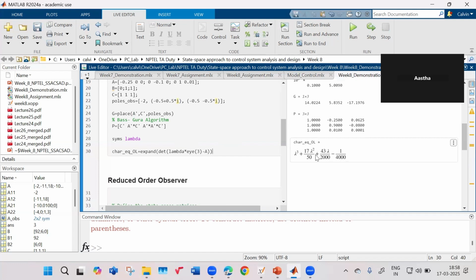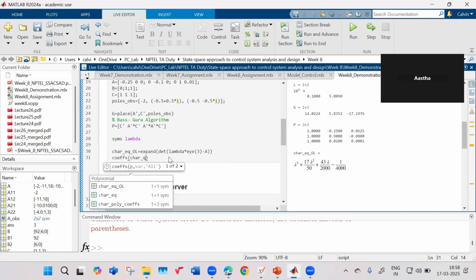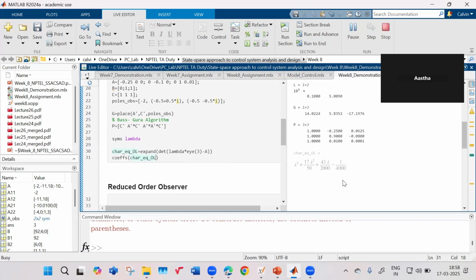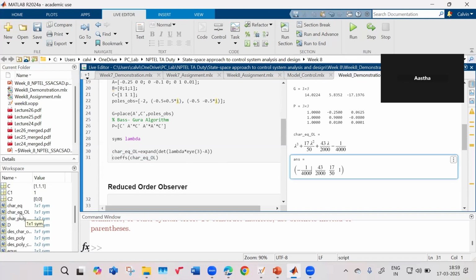This is our characteristic equation of the open loop, right? So let us find its coefficients. Find the coefficients of the characteristic equation open loop. So these are the coefficients: -1 by 4,000, 43 by 2,000, 17 by 50, and 1. Let us check this characteristic equation open loop.